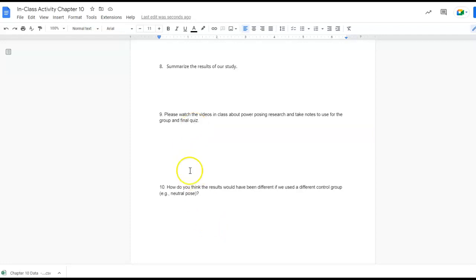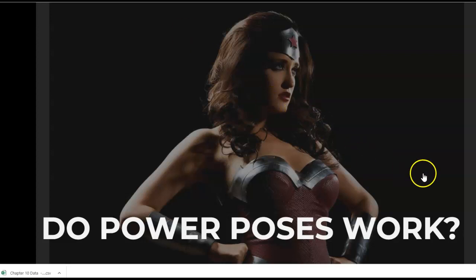My last question I have here is, how do you think the results would have been different if we used a different control group? Okay. So I'm going to answer this later. We have a lot to talk about before we get to this particular question. All right, so let's go back to our slides here, and that is, do power poses work?